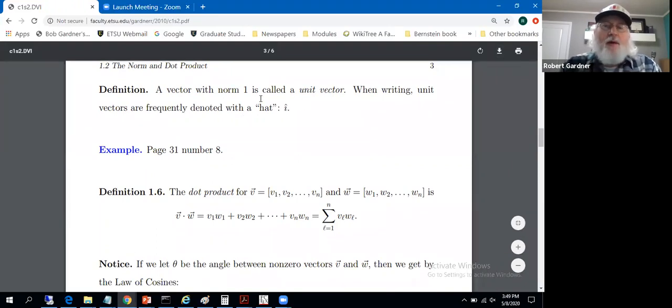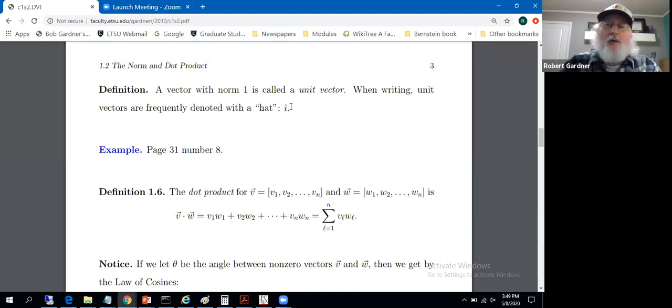We've come really close to this idea before. It's formally defined now. A vector with norm 1 is called a unit vector. And when we have unit vectors, we usually put a little hat over them. The caret is put over unit vectors, common notation. This really is a common notation, not just a Fraley and Beauregard thing.